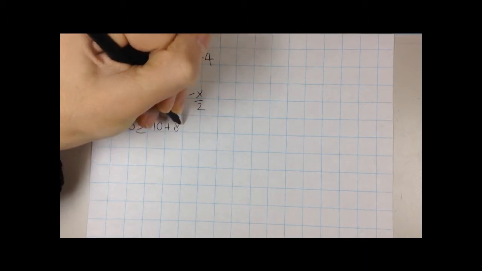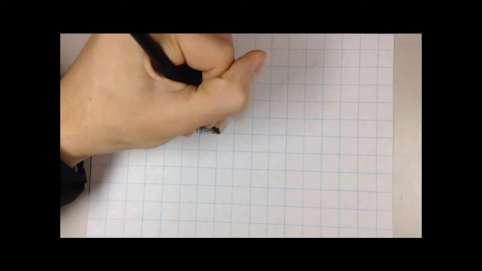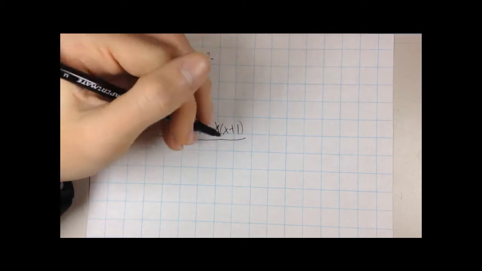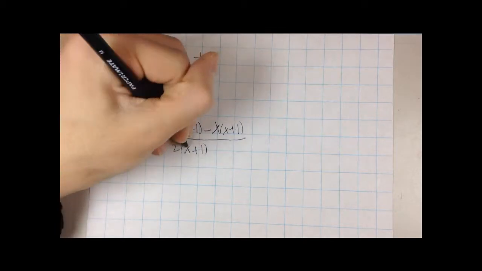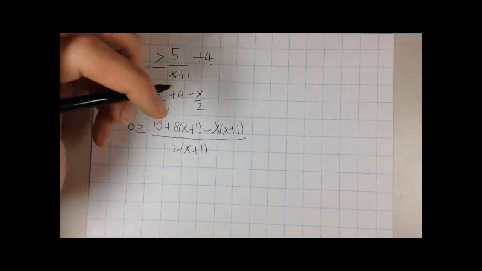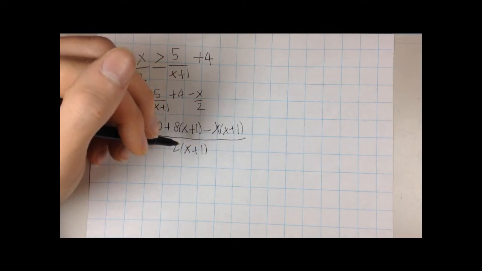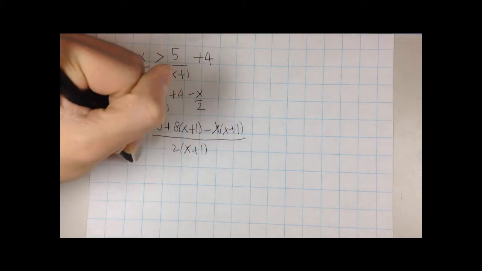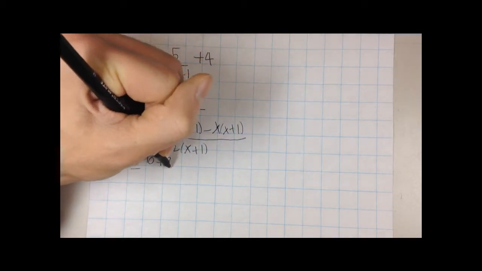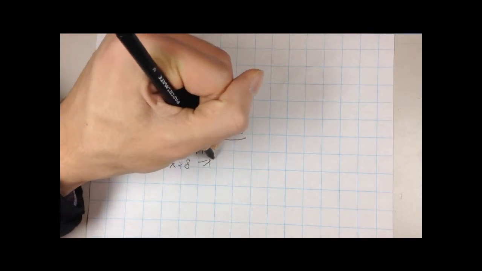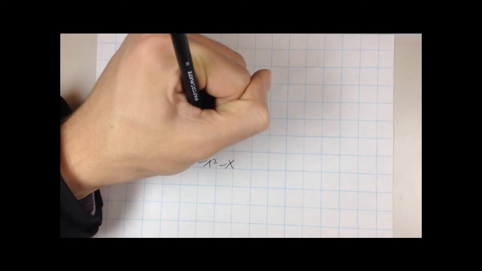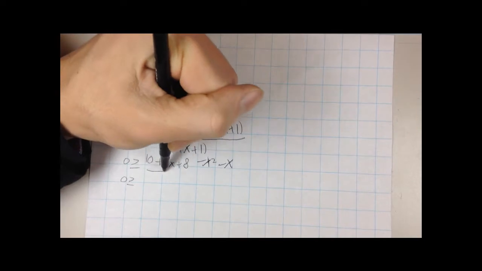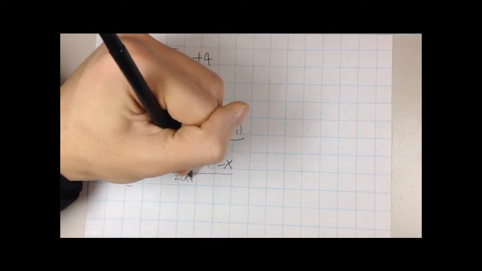And once we do that, we're going to get 10 plus 8(x plus 1) minus x(x plus 1), and that's going to be over 2 times (x plus 1). And so from here, we just need to expand everything, and then cancel the terms on the top. So we'll get 0 is greater than or equal to 10 plus 8x plus 8 minus x squared minus x, and this is going to be over still 2 times (x plus 1).